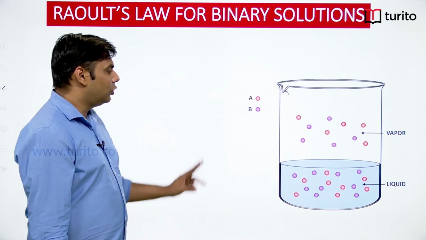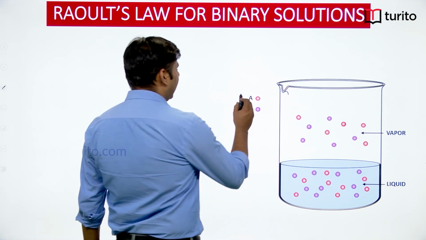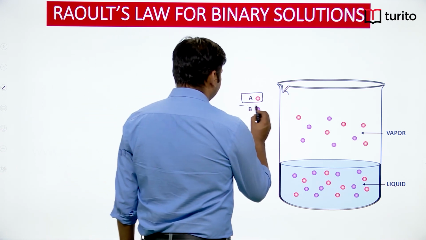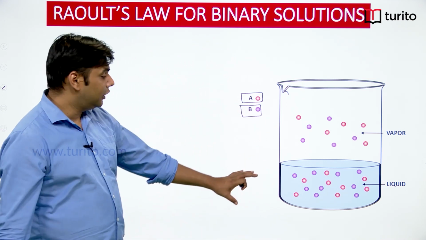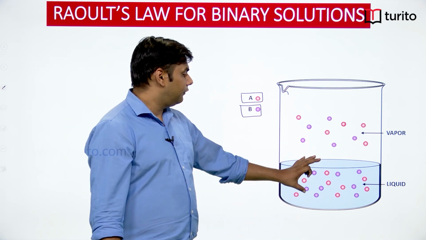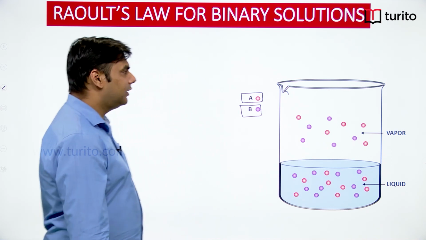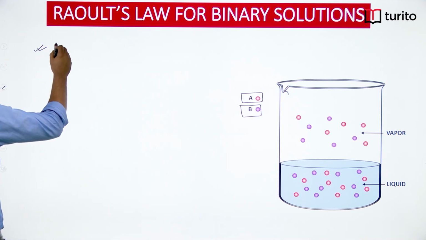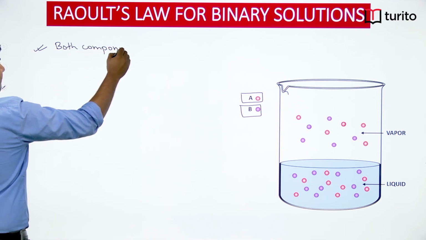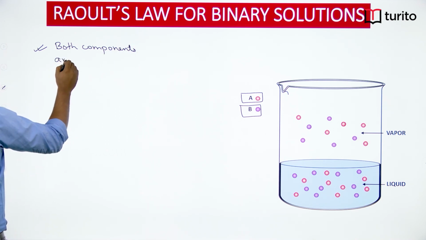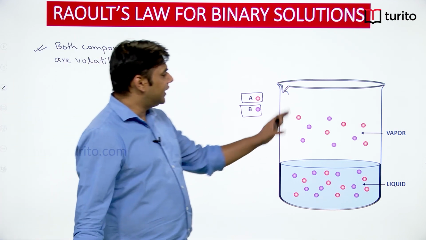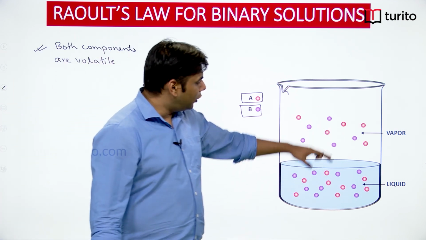So we are mixing two volatile components. Suppose A is shown by a pink ball and B is shown by purple. You can clearly see there are two colors, so there are two components over here. We have mixed two components and both are volatile. You can clearly see that vapor of both the components is formed above the solution.